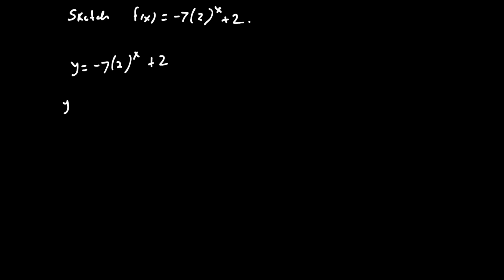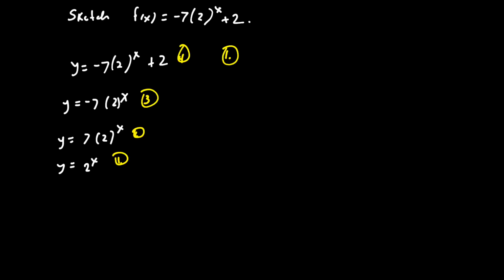So first remove the plus 2, and this is equal to negative 7 times 2 raised to the x. And then take off the negative, and we're left with y is equal to 7 times 2 raised to the x. And then take off the 7, and we're just left with 2 raised to the x. So we'll go ahead and sketch each of these graphs.